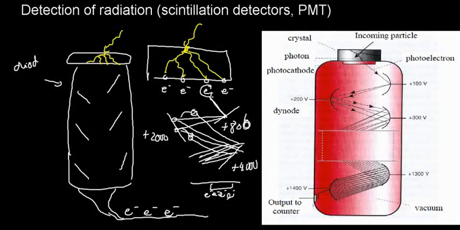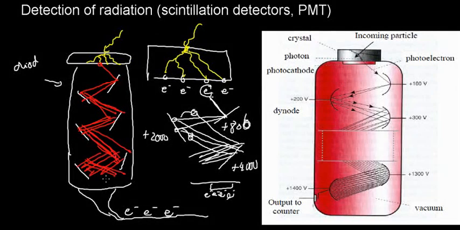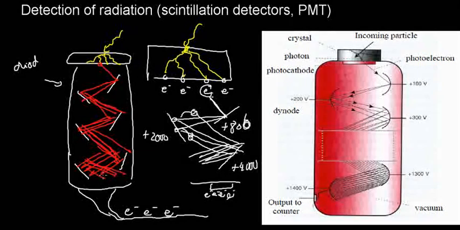So if I try to draw this, I have one electron. Let's say only one electron was liberated from this crystal. I have one electron that impacts it with such strength that it causes an ejection of another electron, and both electrons now move towards the second dynode. And then I have 4, and now I have 8, and then 16 and 32 and 64 and 128 and 256 and 512, and so on, up to 1,024 and 2,048.